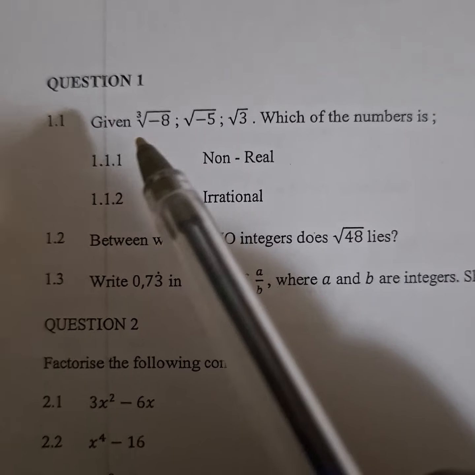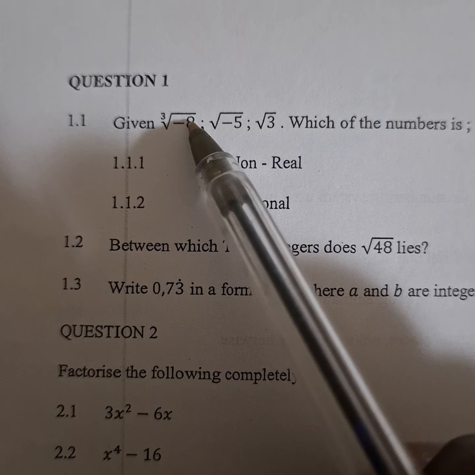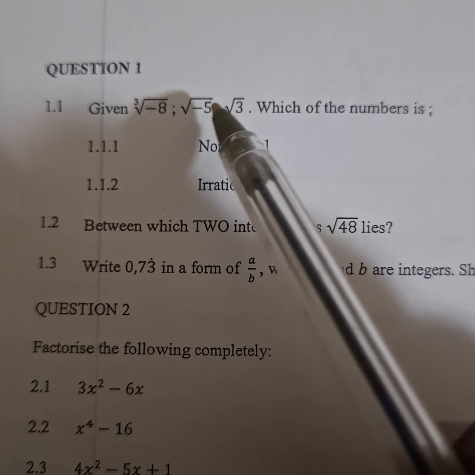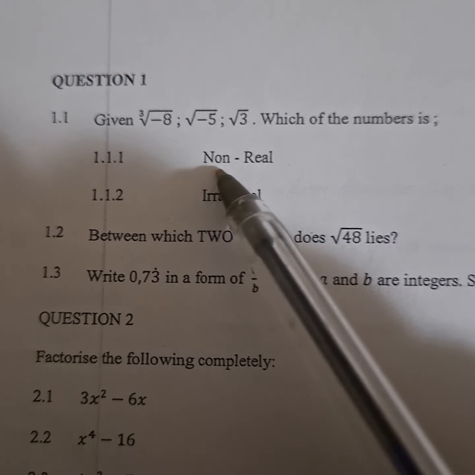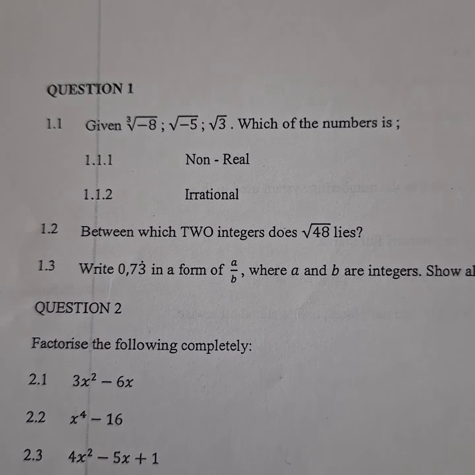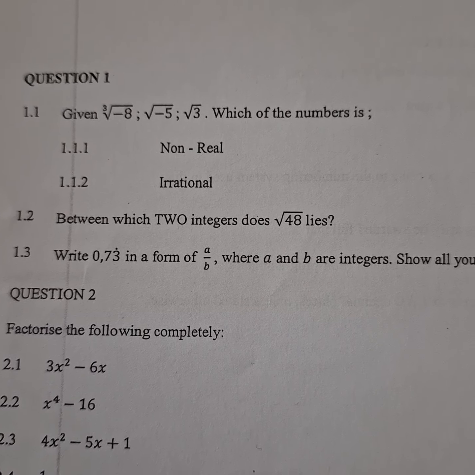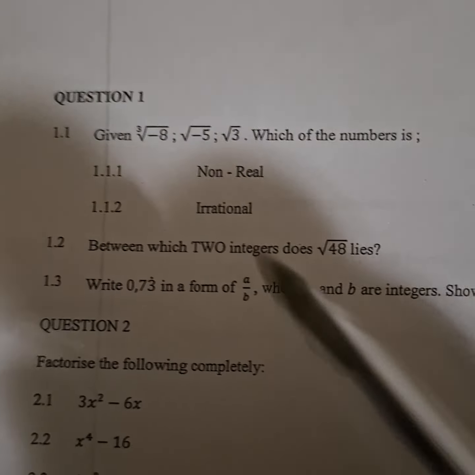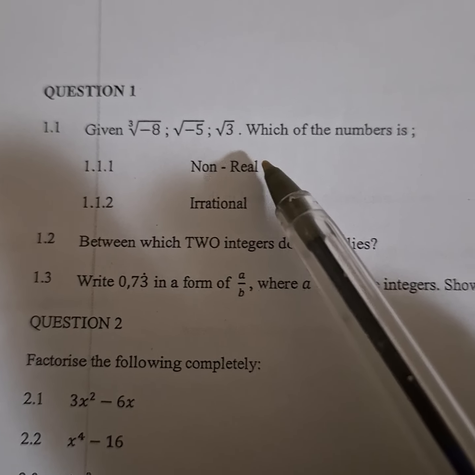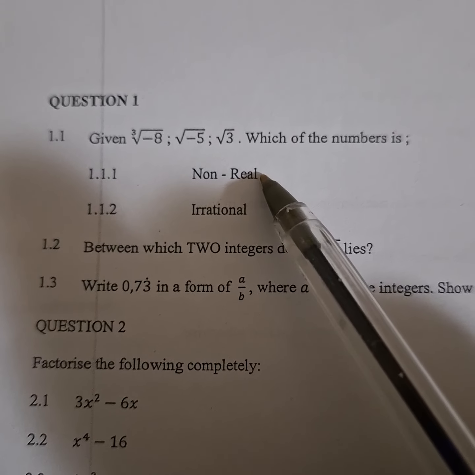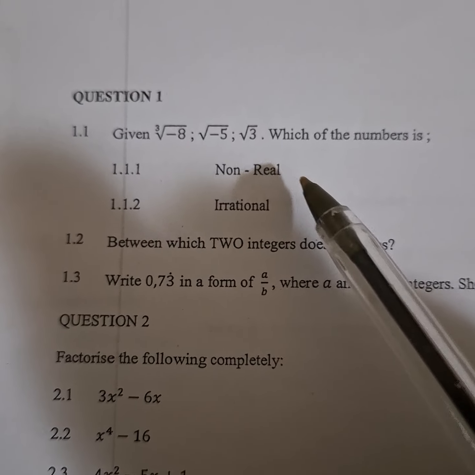So let's turn to our first question. The first question says, given the square root of the cube root of -8, the square root of -5, and the square root of 3, which of the numbers is 1.1.1 non-real? Right, so guys, I hope we understand what non-real numbers are. Non-real numbers are numbers that are basically negative numbers written under an even root.